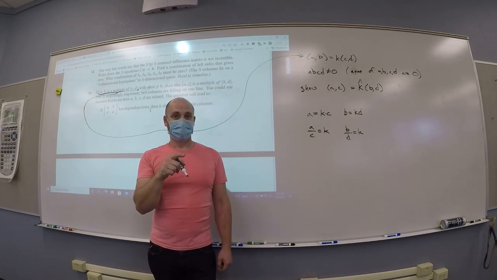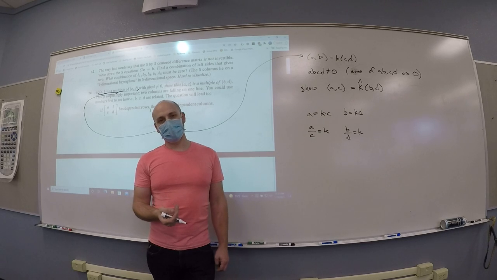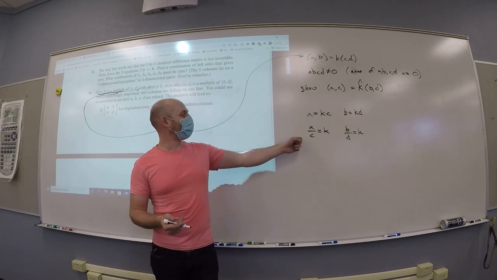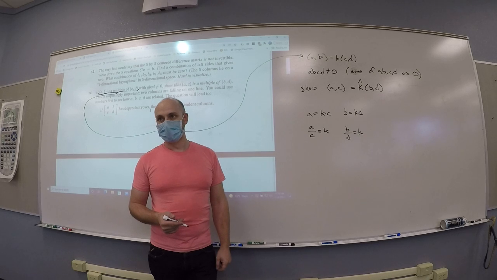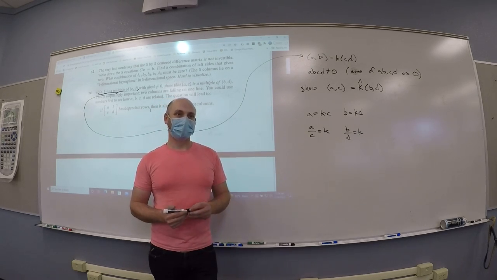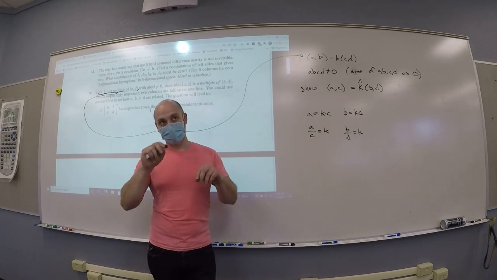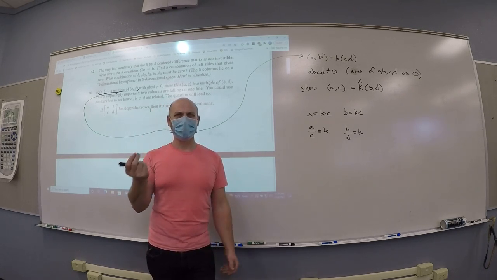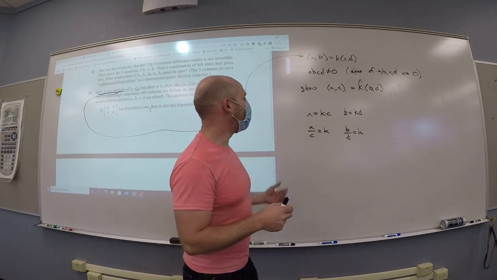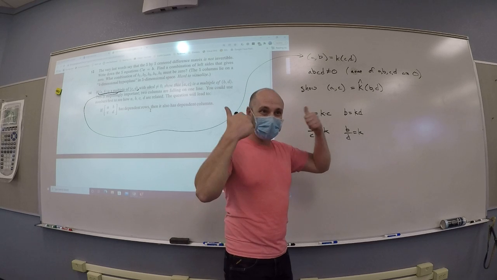You isolated K. Yeah, but that's not the important part. What else, though? I just used an important thing when I divided by C and D. A ratio? Dumber than that. You said AC equal to BD. Yeah, okay, so you can set these equal to each other, cool.